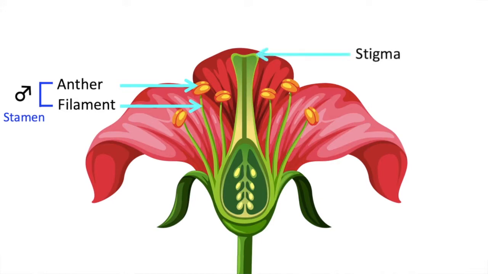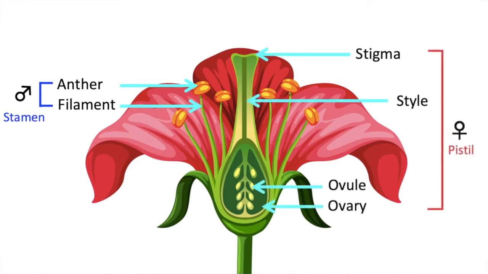The stigma, style, ovary and ovule are the female parts of a flower. We call this the carpel or pistil.